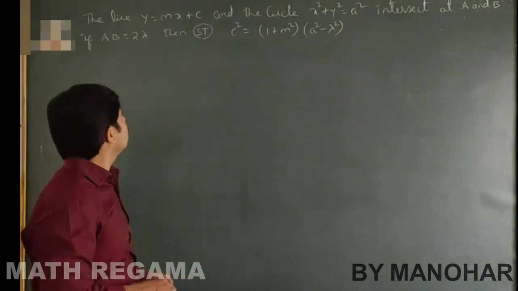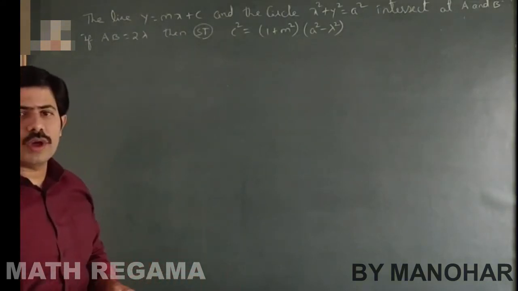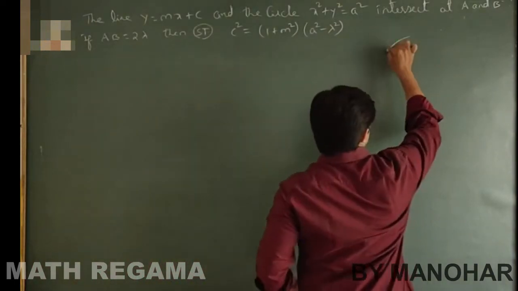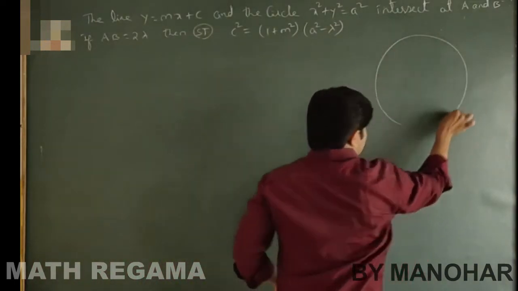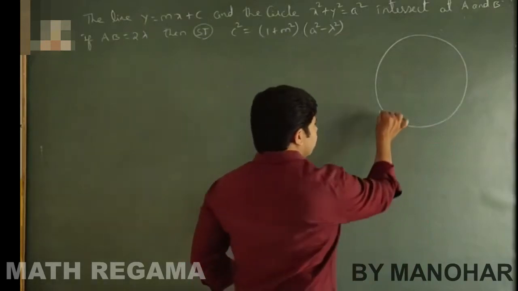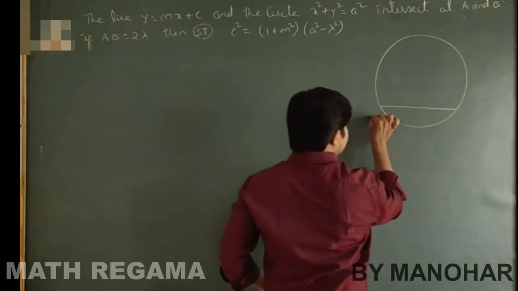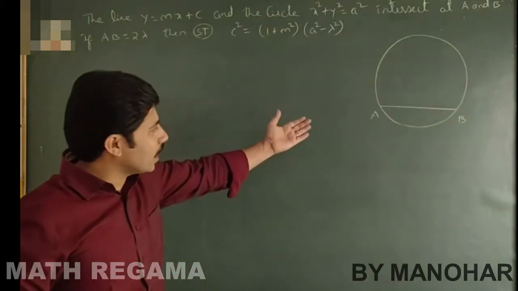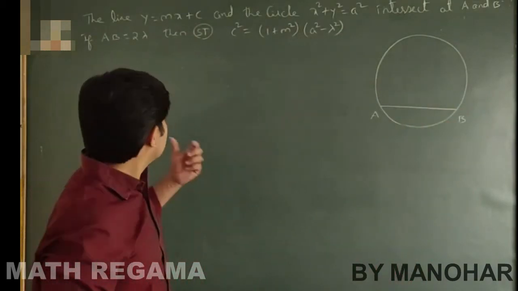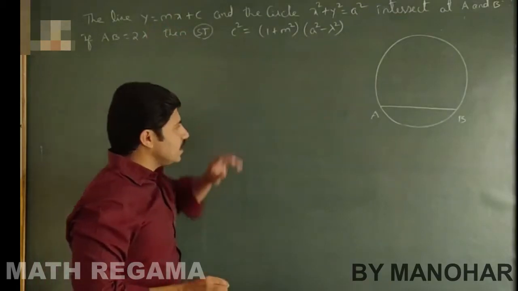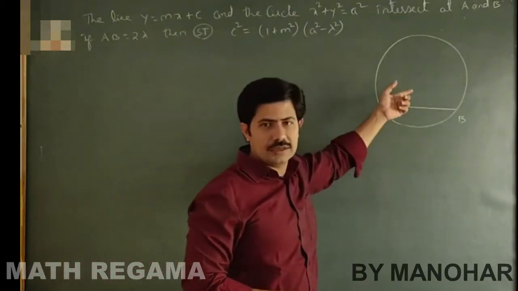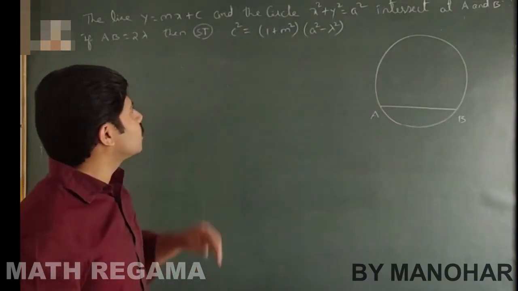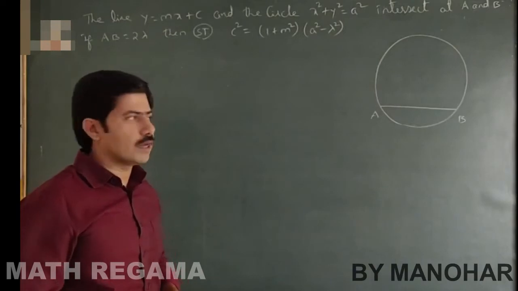Okay. So here the line y is equal to mx plus c intersects a circle. That means we will draw a circle. Okay, this is a circle. The line y is equal to mx plus c intersects the circle at 2 points. So those 2 points are A and B. Now that means y is equal to mx plus c is nothing but a chord of the circle x square plus y square is equal to a square.